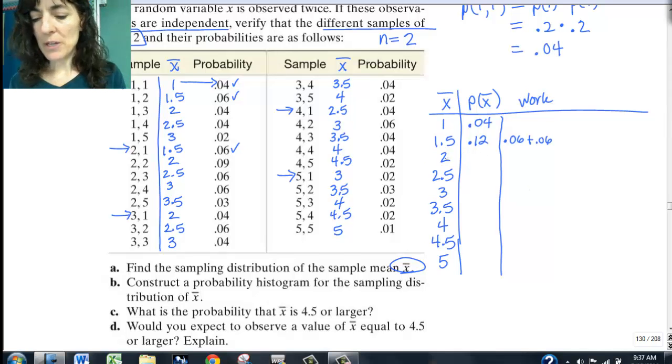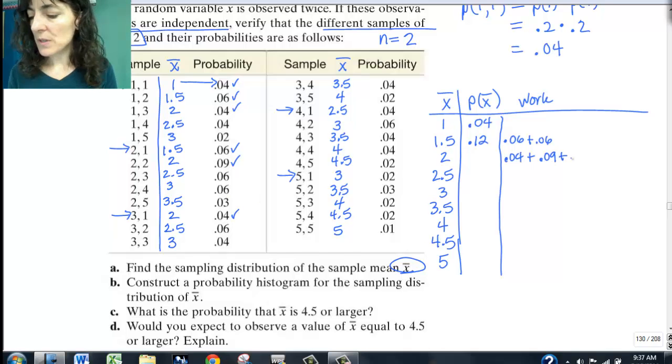Okay, and then my 2, I have a 0.04. And that's that one. Look down for more 2s. There's one, and it's 0.09. Look down for more 2s. There's one, and it's 0.04. Look down for any more 2s. No more 2s. And then I'll add those up. So 0.17.